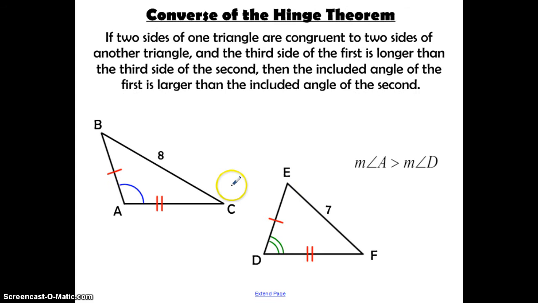The converse of the Hinge theorem is the same idea, but just the opposite. If we have those same 2 sides, AB congruent to ED, and then we have side AC congruent to DF, but then you're given that third side length. BC is 8, which is greater than EF, which is 7. That means that angle that's opposite from the side measured 8 is going to be greater than the angle that's opposite from the side measured 7.